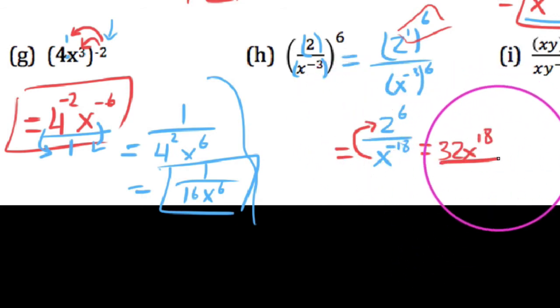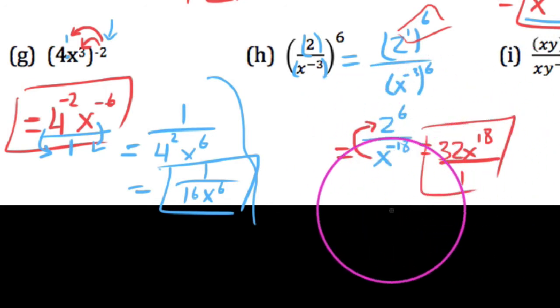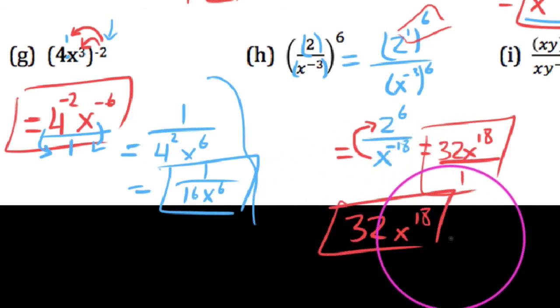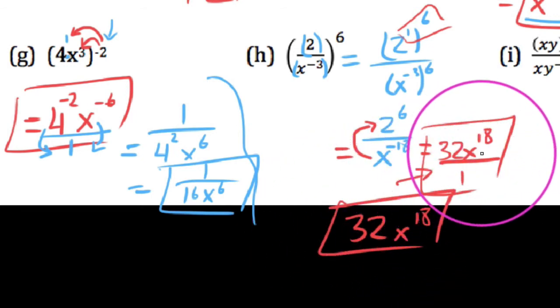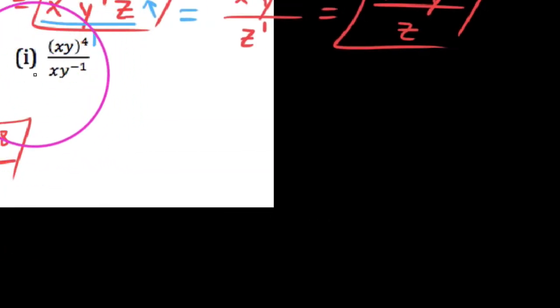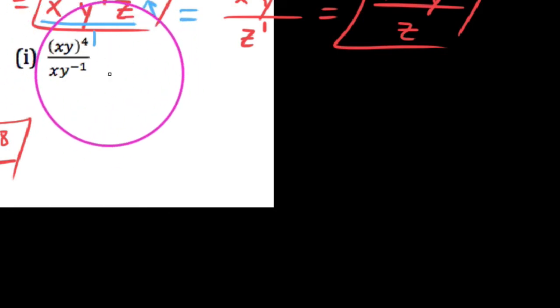Just to verify this, I did move that x upstairs. There's just nothing left on bottom. So you could write this, of course, as 32x to the positive 18 and mean the same thing as what I've got written right here. And then last but not least, taking a look at letter I, it is appropriate to simplify everything on top of a fraction and everything on bottom before we start to mess around with these things.